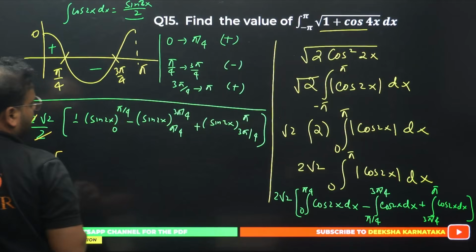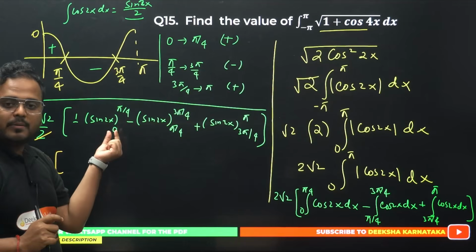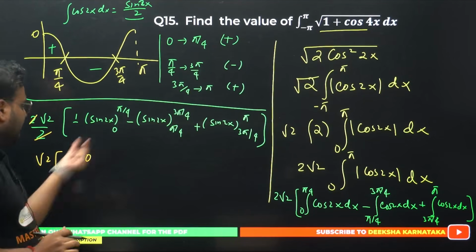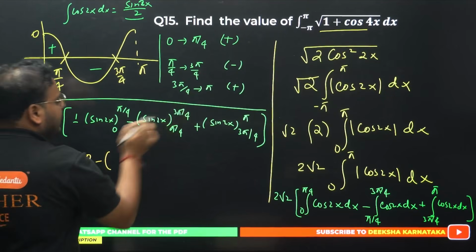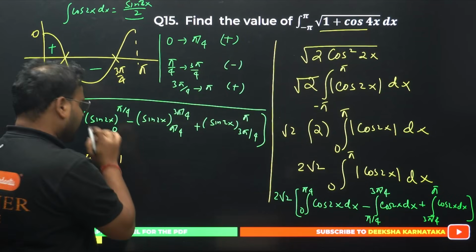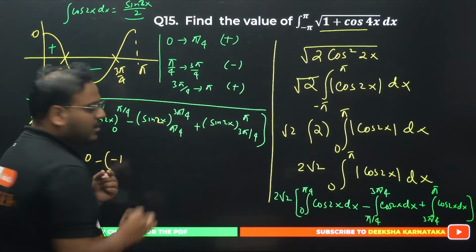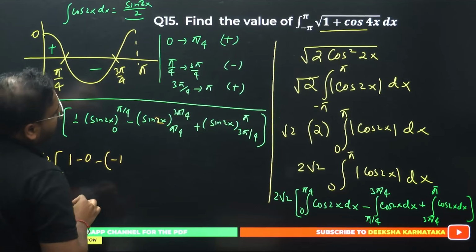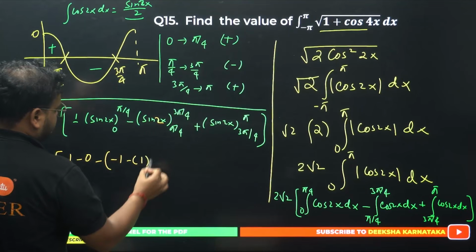Sin 2x at pi by 4 will become sine of pi by 2, right? Pi by 4 into 2 will become pi by 2. So 1. Sin 0 is 0, so minus 0. Upper is 1, lower is 0. Done. Next. There's a minus sign. Upper is 3 pi by 2, so minus 1. Correct. 3 pi by 4 into 2 will become 3 pi by 2, which is the third quadrant, right? So it is minus 1. And over here, pi by 4 will become pi by 2, so plus 1. Please check.